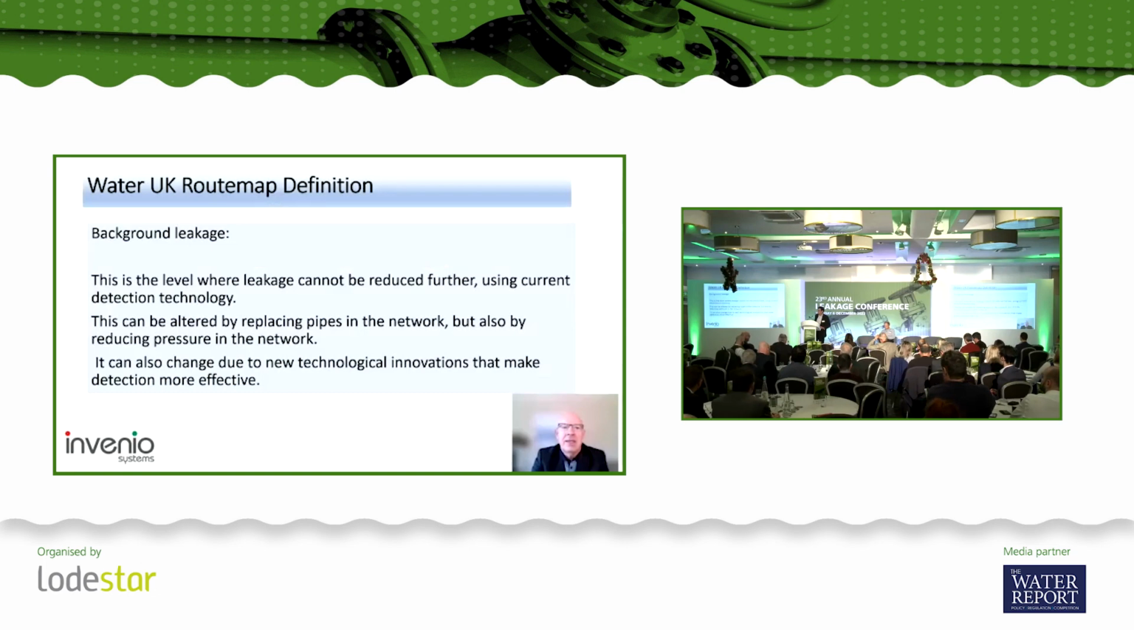At the 22nd Leakage Conference in March, I spoke about the background to background leakage and its importance to the Water UK route map, which defines background leakage as the level where leakage cannot be reduced further using current detection technology. The route map says that this can be altered by replacing pipes in the network, but also by reducing pressure in the network. And it says that it can change due to technological innovations that make detection more effective. It's this last point that is the focus of our work.